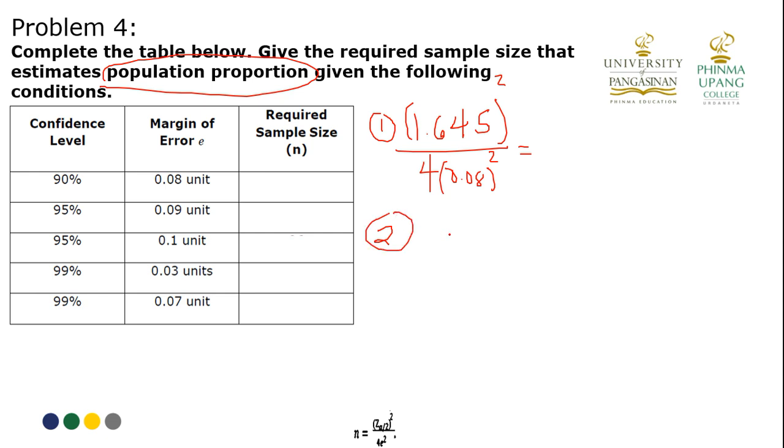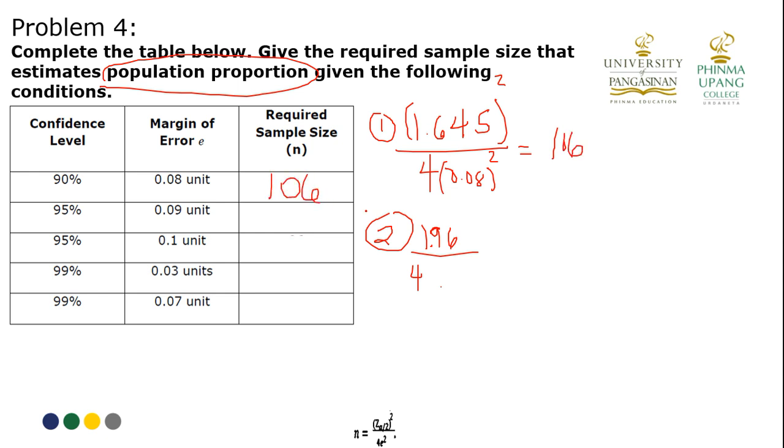Then 95% for number 2 is 1.96, di ba? So 1.96. What's the answer number 1? Go. Ay, mali, mali. There's a 4 pala. What is the answer number 1? 106. 106 po.